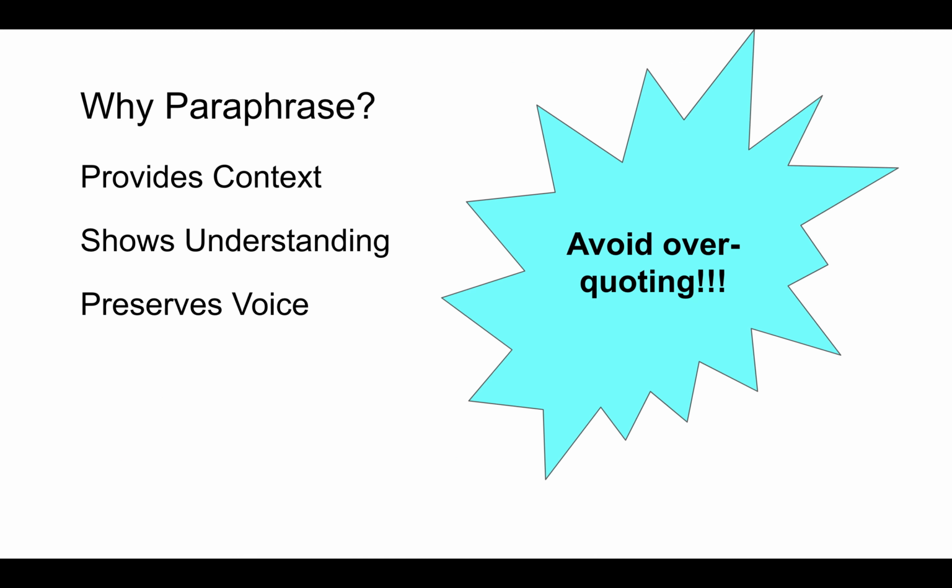But paraphrasing is really important and helpful because it provides some context for your readers. It shows that you understand what you read. And because you're not quoting all the time from other sources, it helps you preserve your own voice, because you are saying somebody else's ideas, but in your own words. And so more parts of the paper are going to sound like you as opposed to just overloading the paper with quotations. It really shows that you understand the sources that you're working with, which builds your own credibility for your readers.